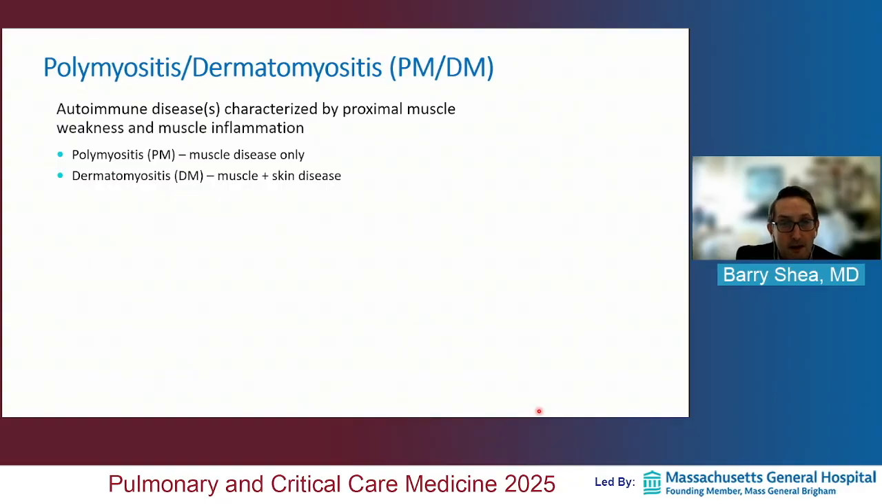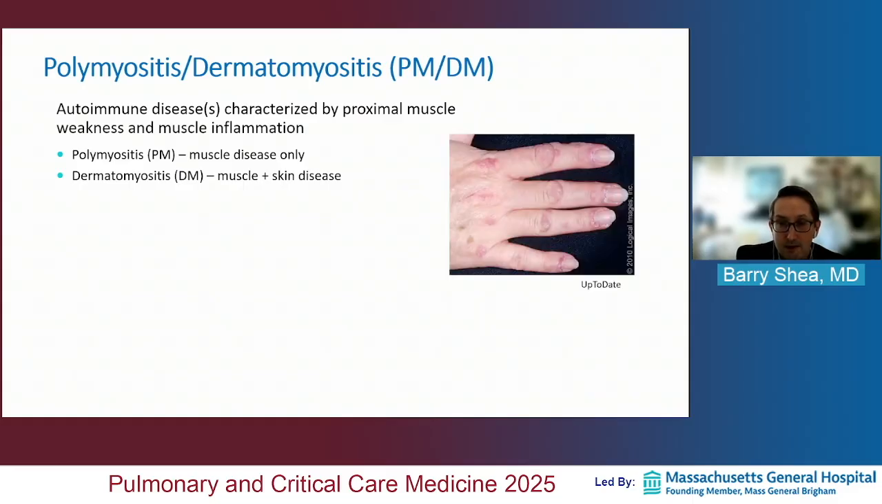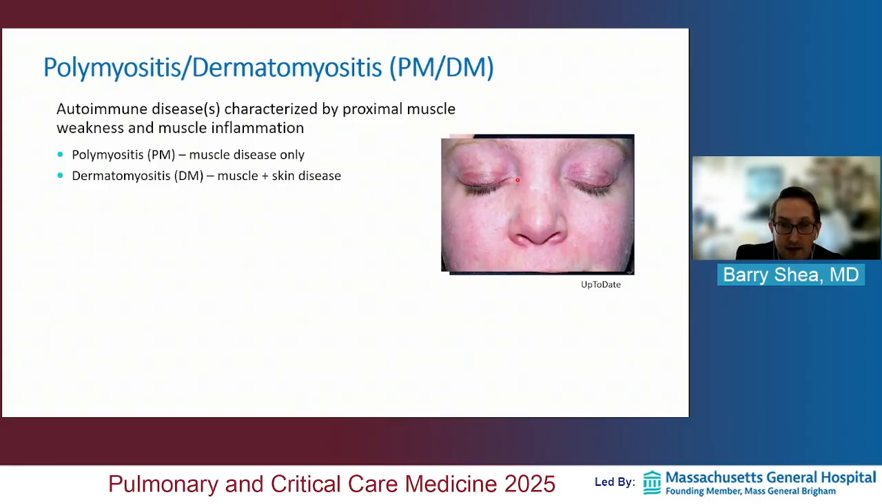So polymyositis and dermatomyositis, the idiopathic inflammatory myopathies, this is an autoimmune disease or diseases characterized by proximal muscle weakness and muscle inflammation. When there is muscle involvement only, we refer to it as polymyositis. When there's both muscle and skin disease, it is referred to as dermatomyositis. And some of the classic skin manifestations are Gottron's papules, these violaceous scaling papules on the extensor surfaces of the hands over the joints, or the heliotrope rash, this violaceous rash on the upper eyelids.